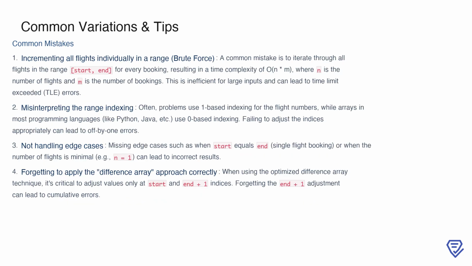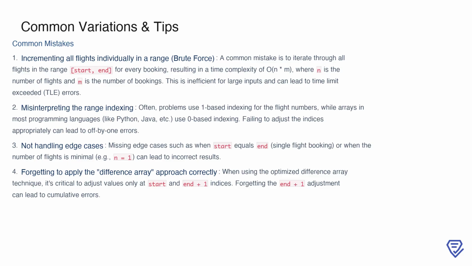One of the most common mistakes when solving this problem is using a brute force approach, where for each booking, you iterate through all flights in the range from start to end. While this method seems straightforward, it has a time complexity of O(n*m), which becomes highly inefficient for large inputs and can lead to time limit exceeded errors.